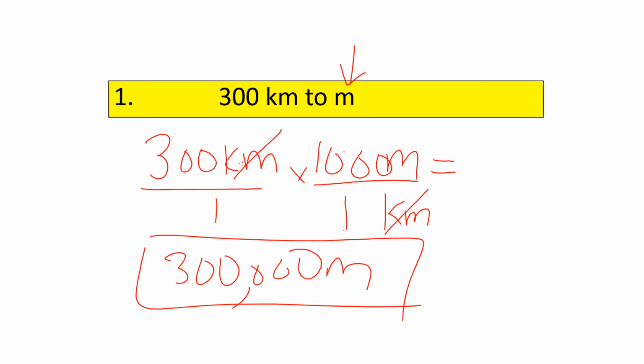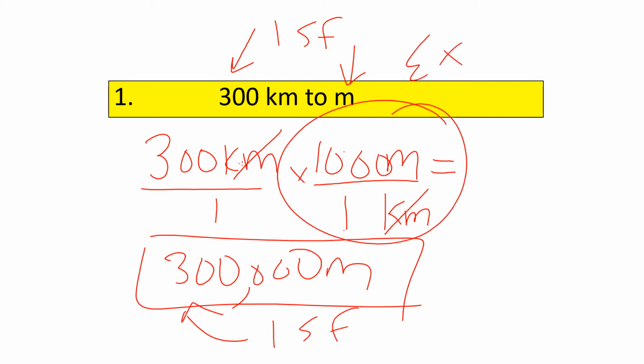Sig figs. So in this number, we have 1 sig fig. When you multiply numbers together, you go based on the smallest number of sig figs in your two initial numbers. So your answer is going to have 1 sig fig. This conversion factor right here is an exact number. It's not rounded. It's not a measurement. So the 1,000 and the 1 actually do not count towards your sig figs.